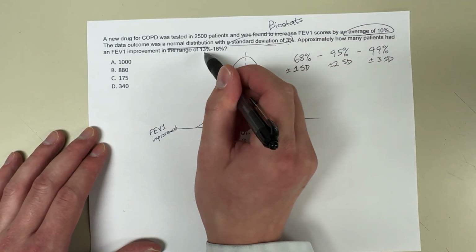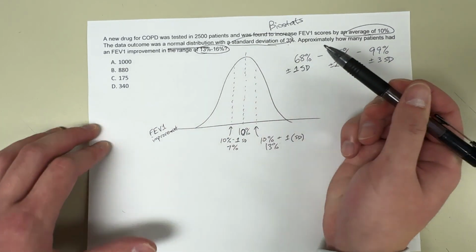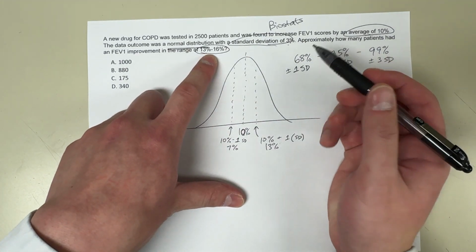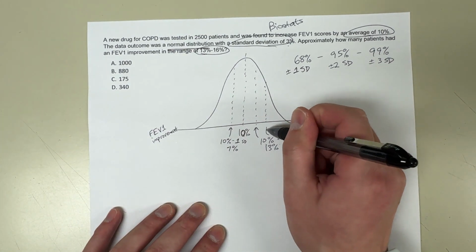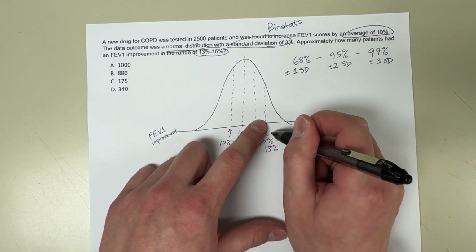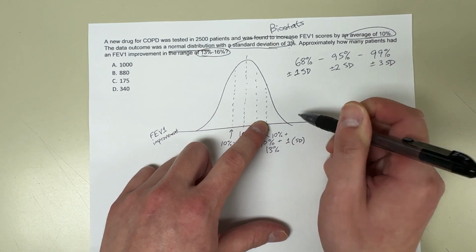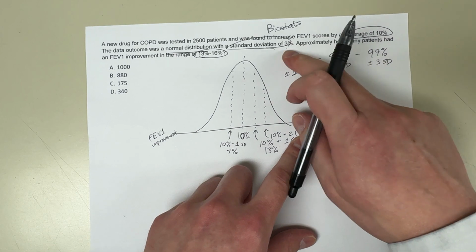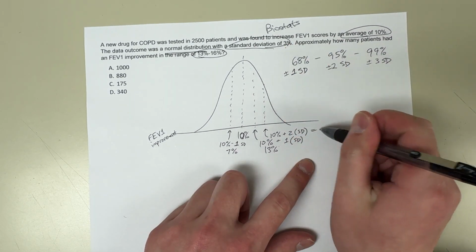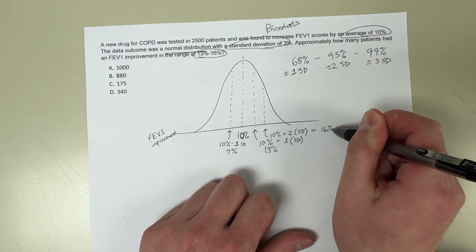But the question wants to know the FEV1 improvement between 13% and 16%. So we have to continue on with our next standard deviation. So this line represents the average plus 2 standard deviations. So 10% plus 2 times 3, that equals 16%.